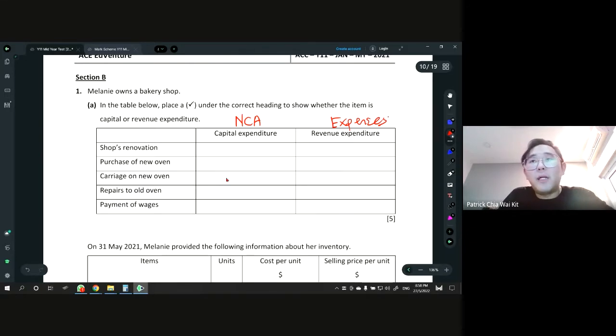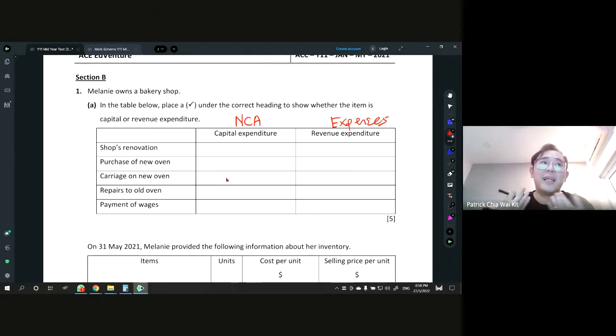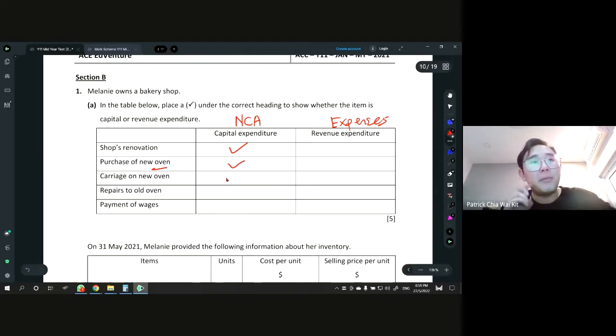So we need to put a tick. Shop renovation. If we renovate our shop, the value will increase. It's like an improvement, an upgrade to our current shop. Therefore, this is capital expenditure. Then, purchase a new oven. Buying a new NCA oven, the one that you use to bake things. So another NCA, so capital expenditure.